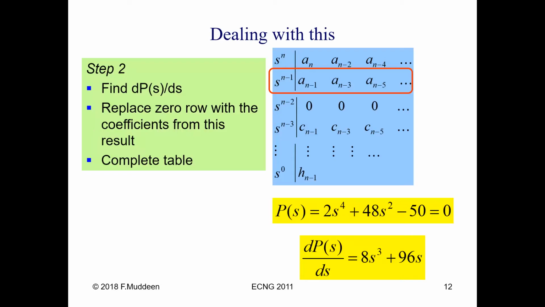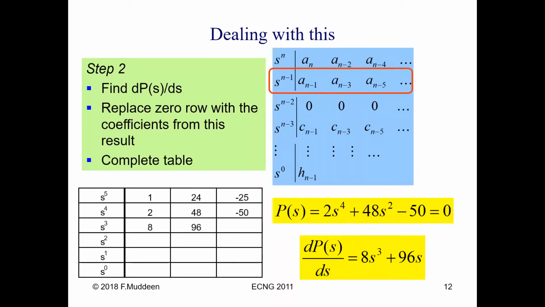So as such, when we differentiate it here, we can see that instead of this being s to the 4 for the original equation, the differential means that we go from an even power to an odd power accordingly. And because we had the s cubed row, we can now take these coefficients and fill them in for this row as well. So the s cubed coefficients here will be 8 and 96 accordingly.